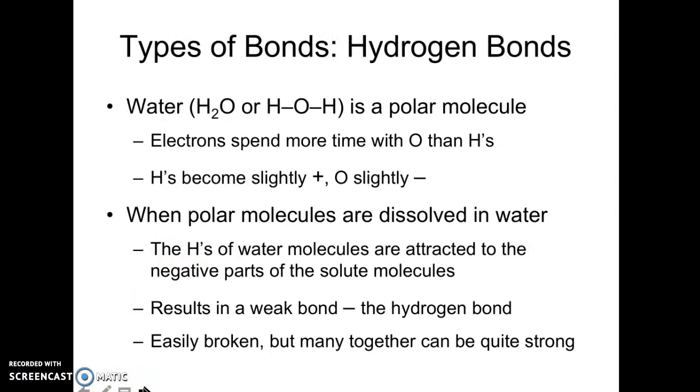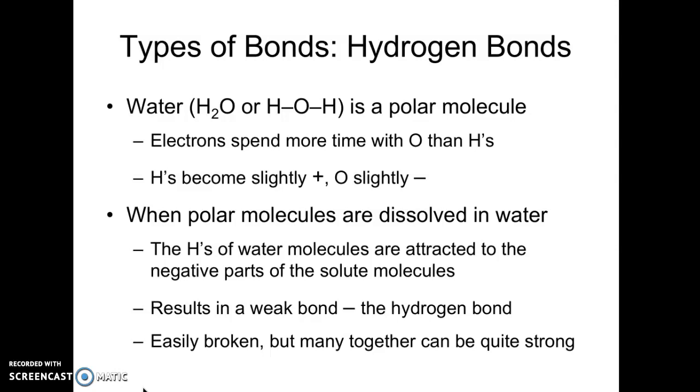A third type of bond is very special, and we call it a hydrogen bond. I just talked about water being a polar covalent molecule, but the bond between different water molecules is what we call a hydrogen bond. Water is a polar molecule, and like I just said, the electrons spend more time with the oxygen than the hydrogen. When that happens, the hydrogen becomes slightly positive at the edges and the oxygen becomes slightly negative, because the electrons are hanging out more near the oxygen and less near the hydrogen, so our protons are playing a role here.